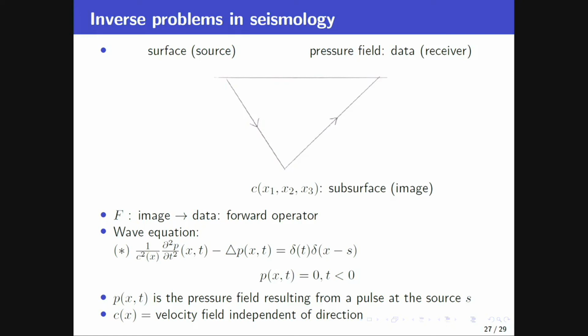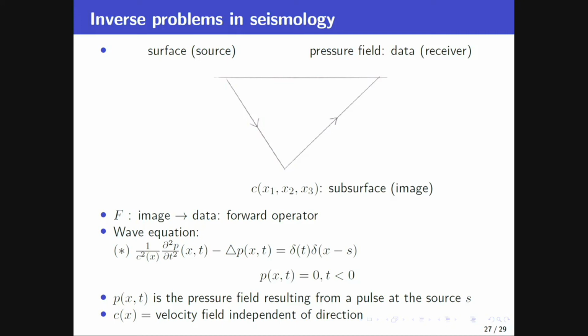So we know all the time the Fourier operator, which maps the image to the data. The mathematical model here is the wave equation. We have P, the pressure field, and C is the velocity field without the direction. We solve this with the Green's function. The problem is that P depends on C highly non-linearly. So it's hard to find C from P.